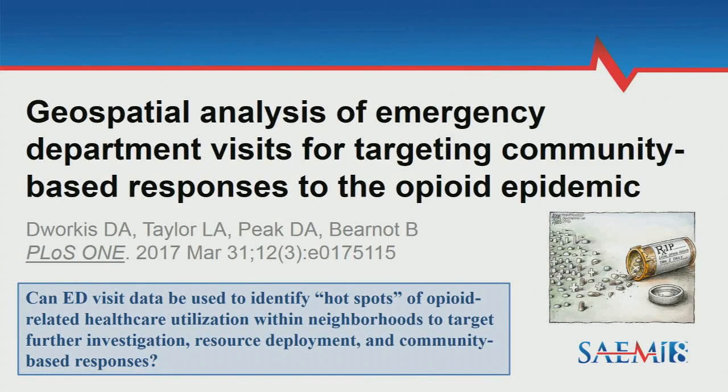Okay, so the first article, we're going to cover three. I'm going to talk about this study that's a geospatial analysis of ED visits targeting community-based responses to the opioid epidemic. It's a study that came out of Mass General, published in PLOS One in 2017, with the study question trying to understand whether emergency departments can use visit data to identify hotspots of opioid-related healthcare utilization, with the goal that you would then use that information to prompt further investigation, deploy resources, and engage the community to tackle the problem.